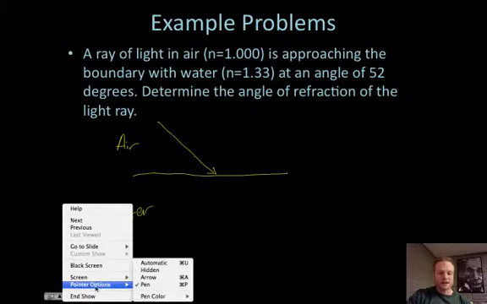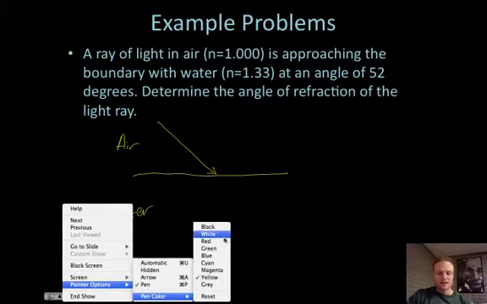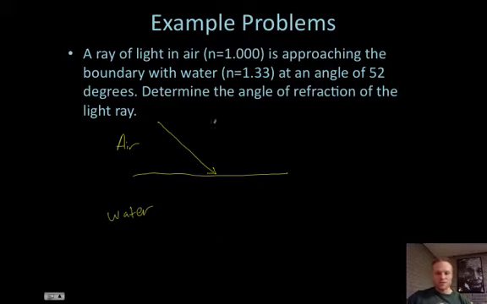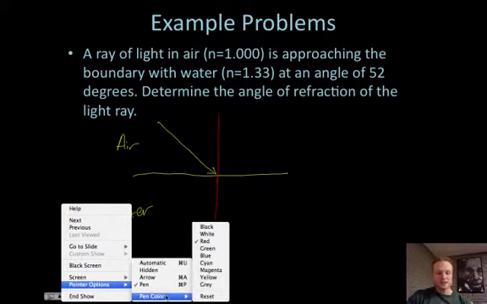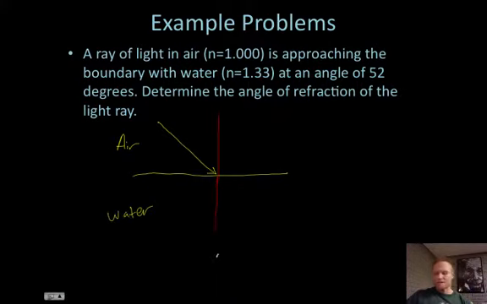And I'm going to make that be a different color just so that you guys can clearly see that. The normal is just running perpendicular to the boundary. Let me extend this line down here this way. Okay, so that red line represents the normal. So this light ray is traveling at an angle of 52 degrees, and that's right here.